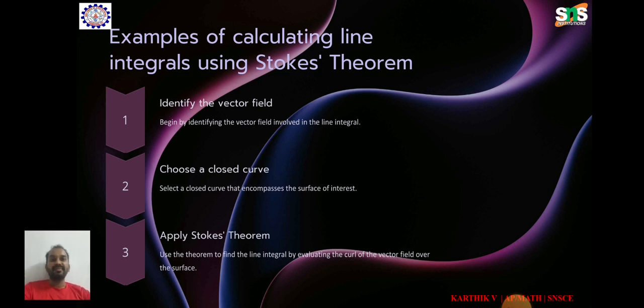Examples of calculating a line integral using Stokes theorem. Let us say we have a vector field F of x, y, z equal to y squared, x, z cubed. First, determine the curl of the vector field F. Second, calculate the flux of del cross F through the surface S. Third, parameterize the surface S. Fourth, calculate the line integral using Stokes theorem.